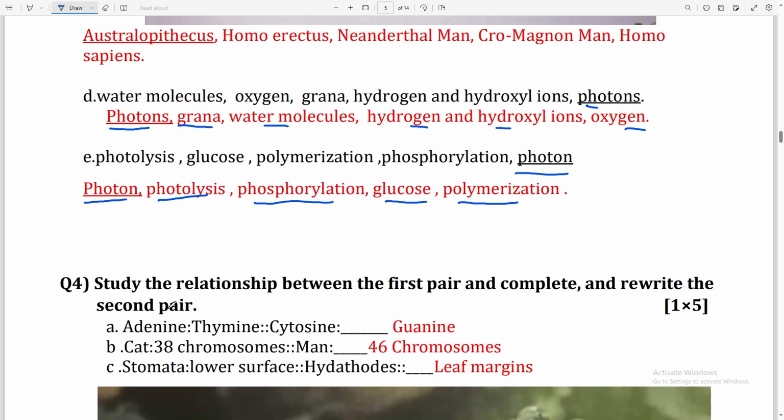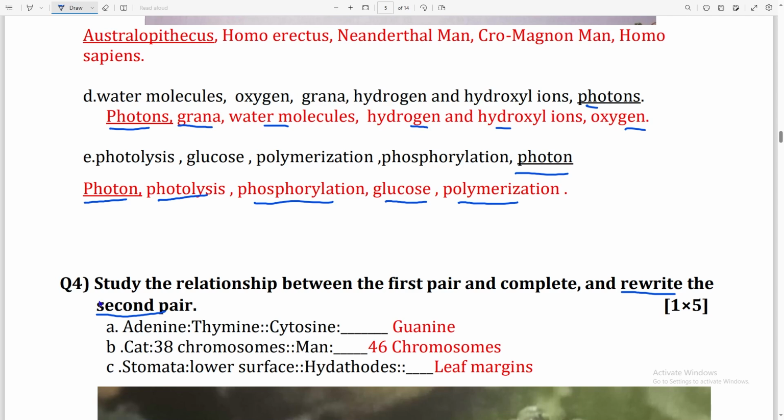Study the relationship between the first pair and complete and rewrite the second pair. So read the question properly. It is written rewrite. What is to be written? The second pair is to be written. If you write only the answer, it will not be considered as the correct answer. For that you will lose marks.